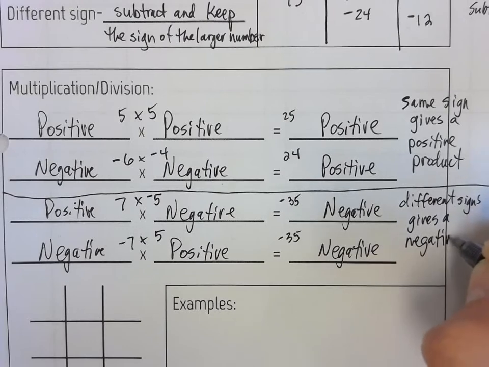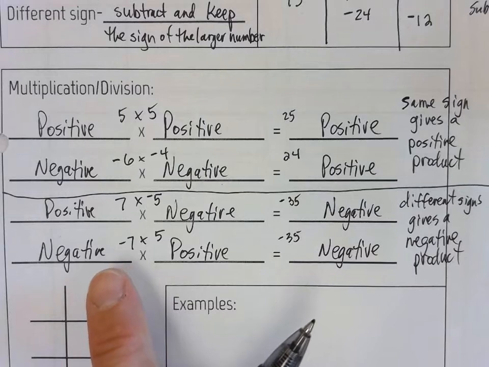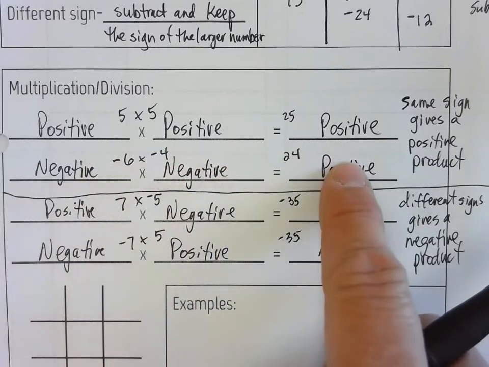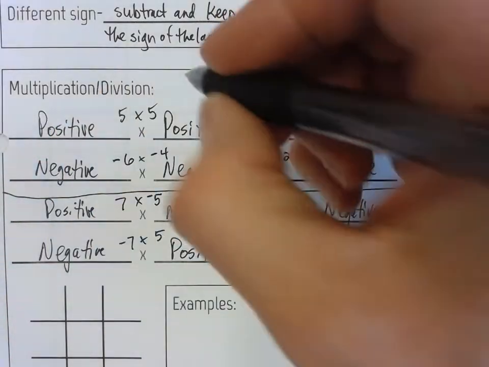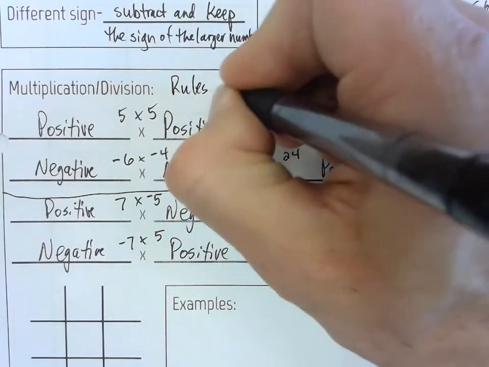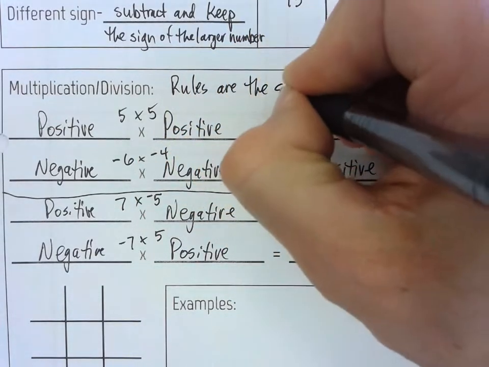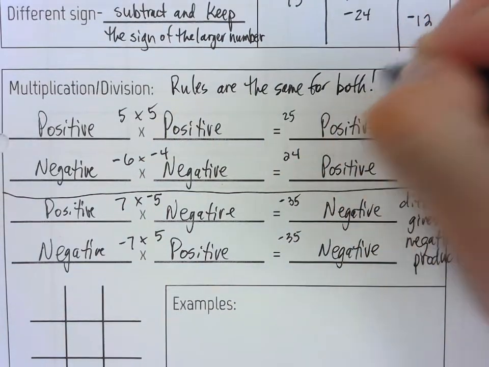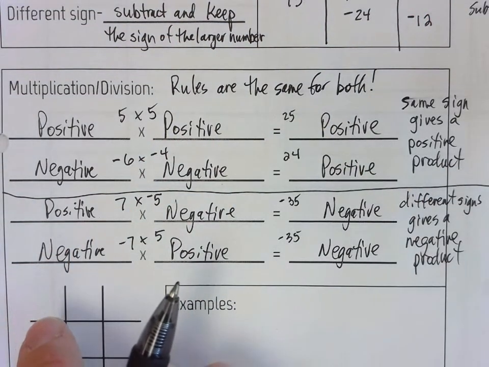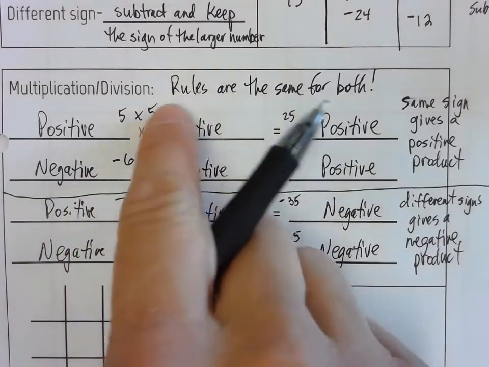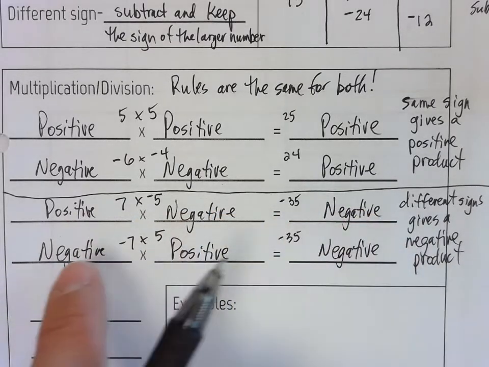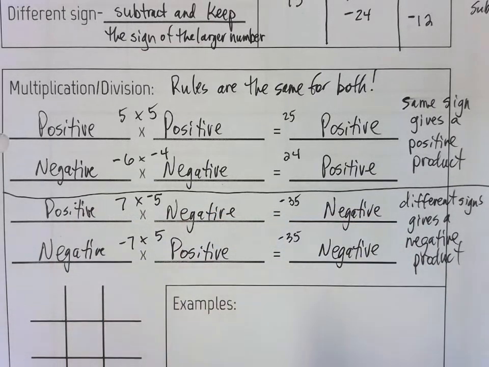product. Now it also works for division. Don't forget that. Okay, so these same things work for division. So a positive divided by a positive is a positive. A negative divided by a negative is a positive. So whether it's multiply or divide, rules are the same for both. Up there on the adding and subtracting part, there are some different rules for add and subtract. For multiply and divide, the rules are the same. A positive divided by a negative is going to give you a negative quotient. A negative divided by a positive is also going to give you a negative quotient.